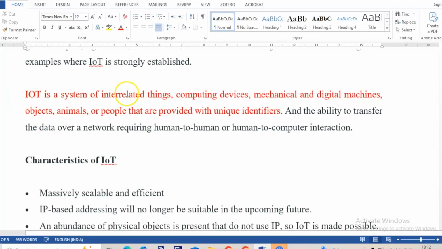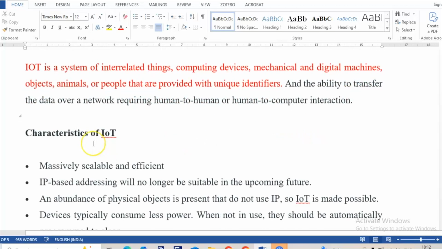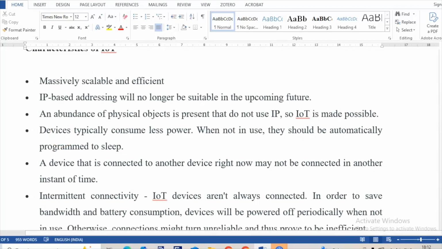IoT is a system of interrelated things, computing devices, mechanical and digital machines, objects, animals, or people that are provided with unique identifiers, and the ability to transfer the data over a network requiring human to human or human to computer interactions. Now, what are the characteristics of IoT? The following defines the characteristics of IoT.